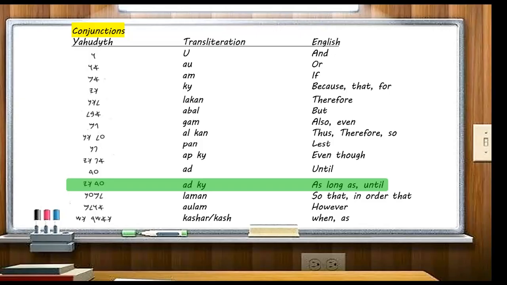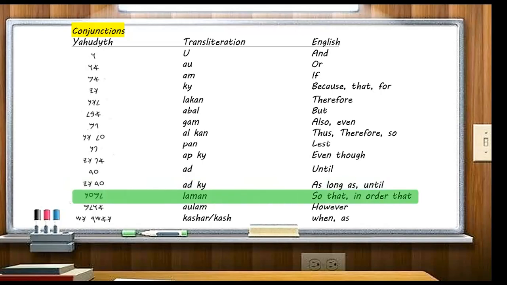Then we get to laman, which is the letters lamad, mam, ain, and nun. And that is the word laman, which translates to so that, or in order that.